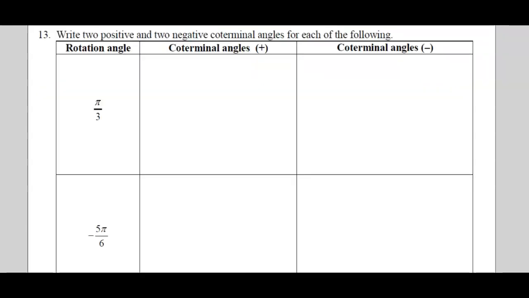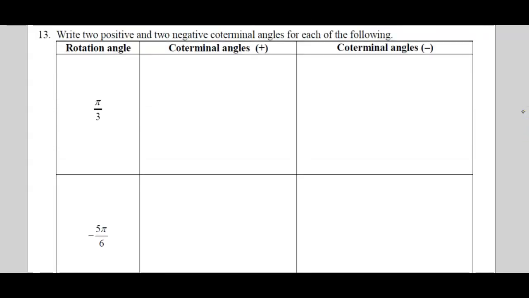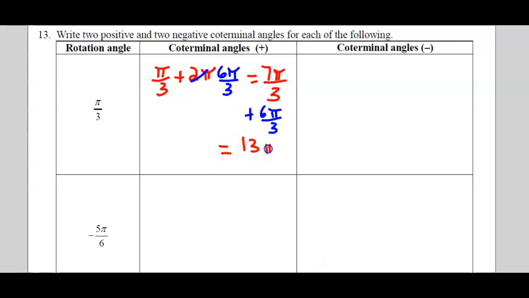Okay, so now here write two positive and two negative coterminal angles. So I'm just going to do the first one and then you can do the second. Or maybe I'll do 2 out of the 4 here. So for a positive coterminal angle, you go pi over 3 plus 2 pi. What is 2 pi with a denominator of 3? It's really the same as 6 pi over 3. So that's equal to 7 pi over 3. Then if we add 6 pi over 3 again, we would get 13 pi over 3.